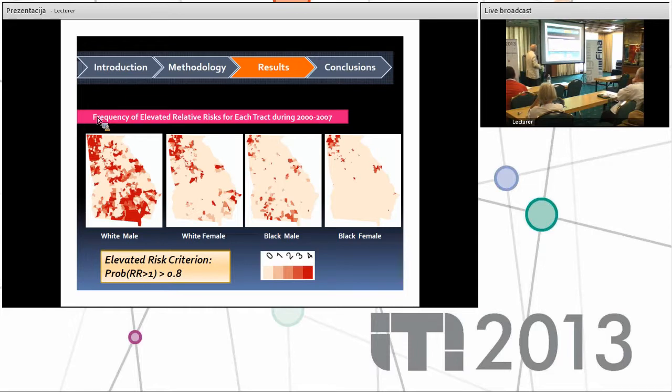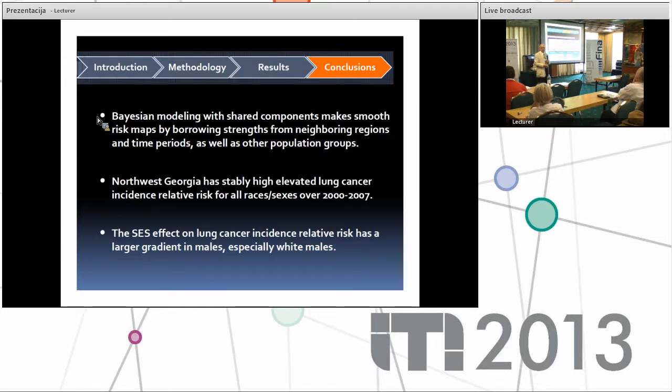And here's the elevated relative risk for each census tract during 2000 to 2007. Again, he could do it for each year, and then he could do it averaging across all of the years. Now, one of the things when we converted it to PDF was that I had a little animation that showed you for each year the change in these colors for each gender race group over the course of each 2-year period, 2002, 2004, but it didn't work when we converted it to PDF, versus PowerPoint.